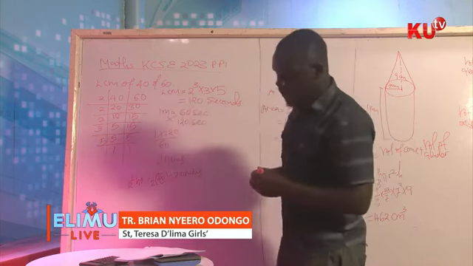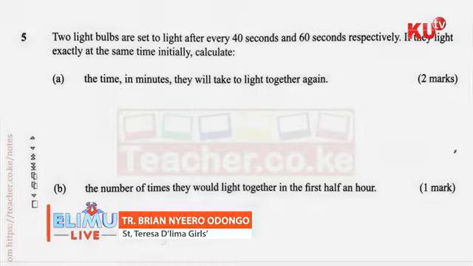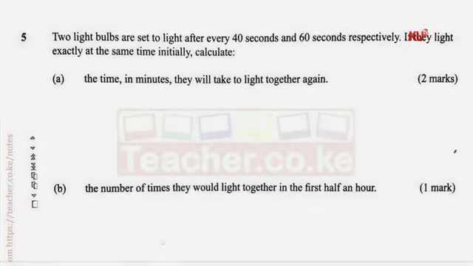So how do you approach that? In one count, meaning for lighting up once, it takes 2 minutes. What about for these 30 minutes? We want to see how many times will they light up together. You do your cross multiplication. So this becomes equal to 1 times 30 divided by 2, dear students. So when you take that, this is giving you 15 times.